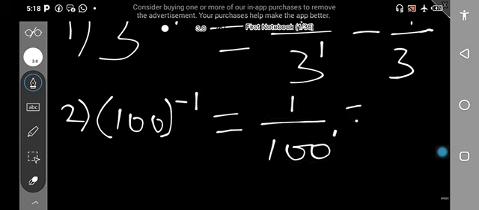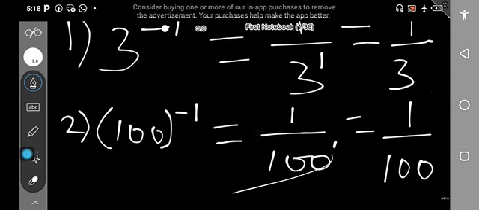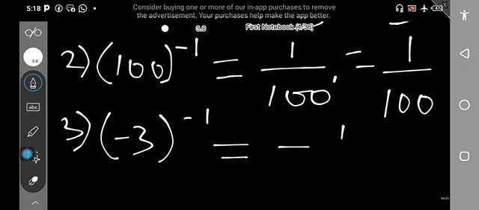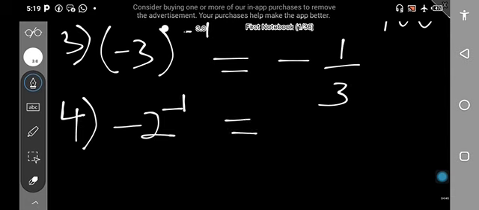So what do you observe? What happens is that this just becomes 1 over the number that we have here. That's a quick check. So we can write the next one like this: minus 3 raised to the power of minus 1. We know that this will just become minus 1 over 3. Number 4. We have minus 2 raised to the power of minus 1. Again, this will just become 1 over minus 2, which is the same thing as minus 1 over 2.